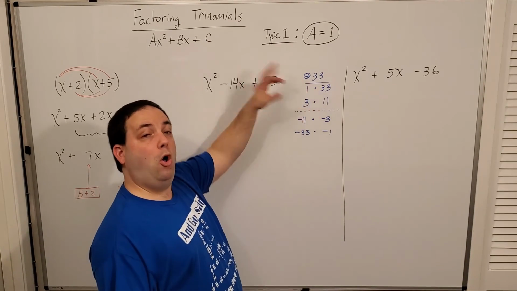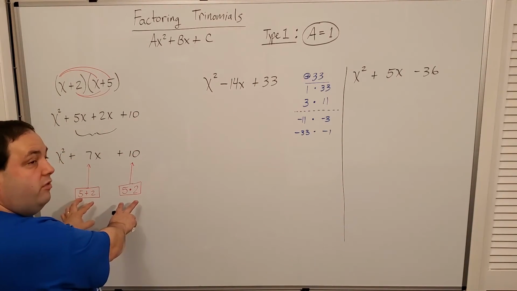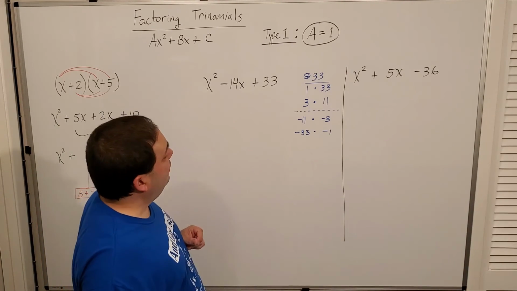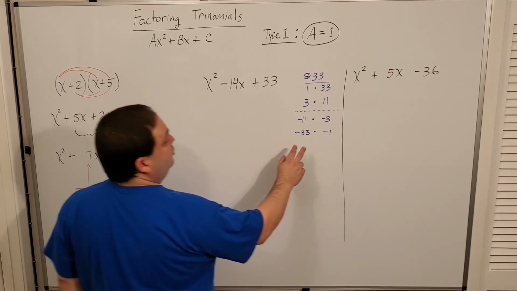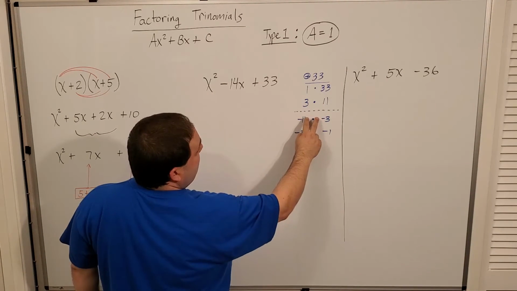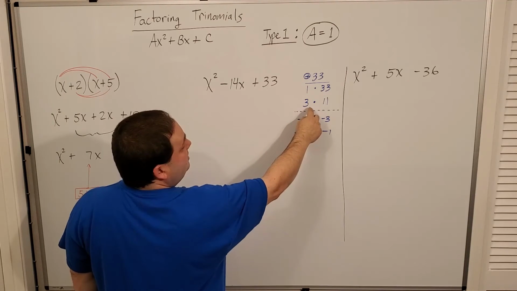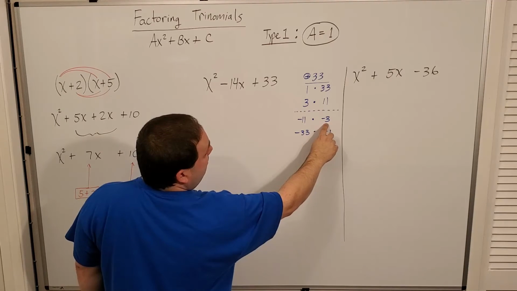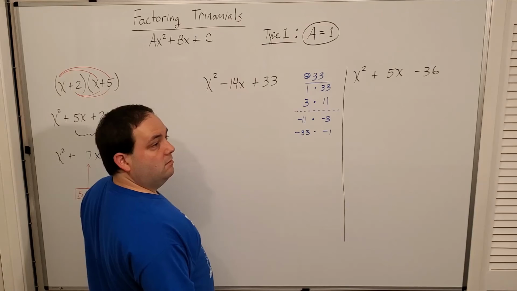They just need to also add to negative 14. Remember, they need to do both, and then those are the two numbers that you need. Okay, so then what I'm going to do is just look through this list. They have to add to a negative, so it can't be either one of these. And then I'm noticing, hey, negative 11 plus negative 3 happens to be negative 14.